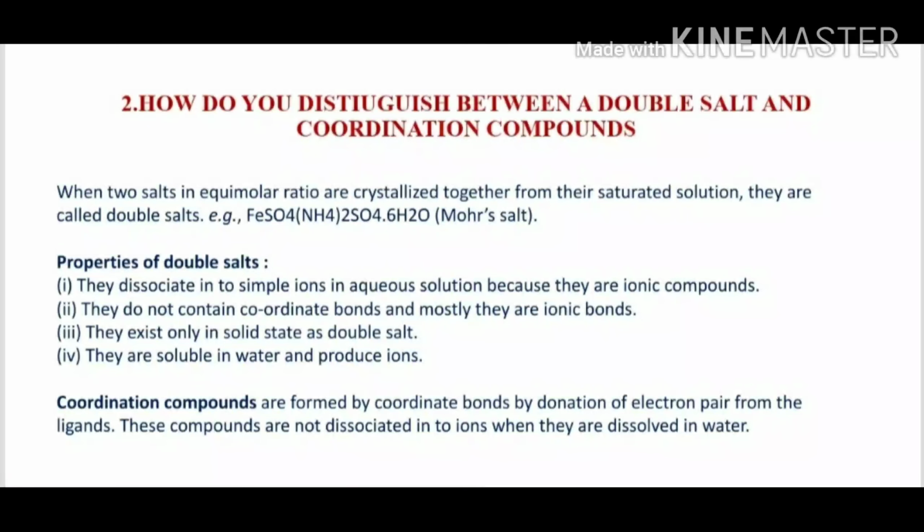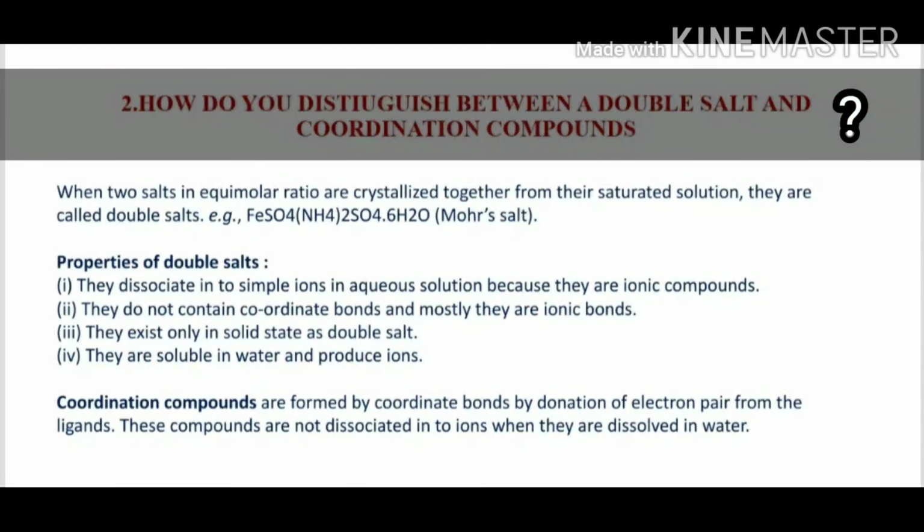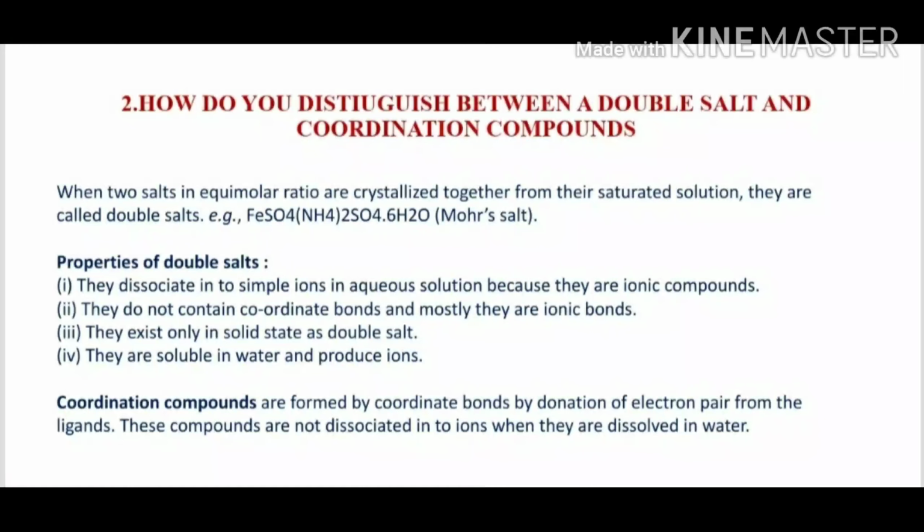The next question is, how do you distinguish between a double salt and a coordination compound? When two salts in equimolar ratio are crystallized together from a saturated solution, they are called a double salt. For example, Mohr salt contains ferrous sulfate and ammonium sulfate. Both species are present. But when this Mohr salt is dissolved in water, it dissociates into ions: ferrous ion, sulfate ion and ammonium ion.